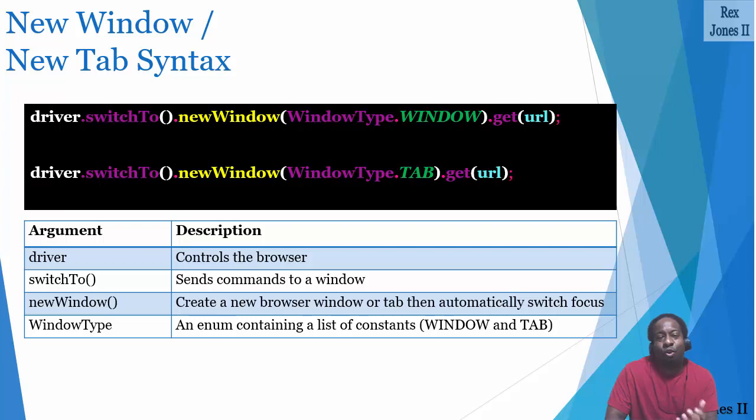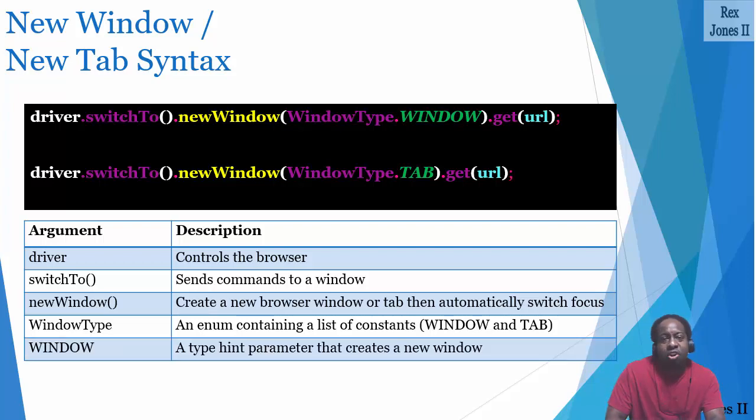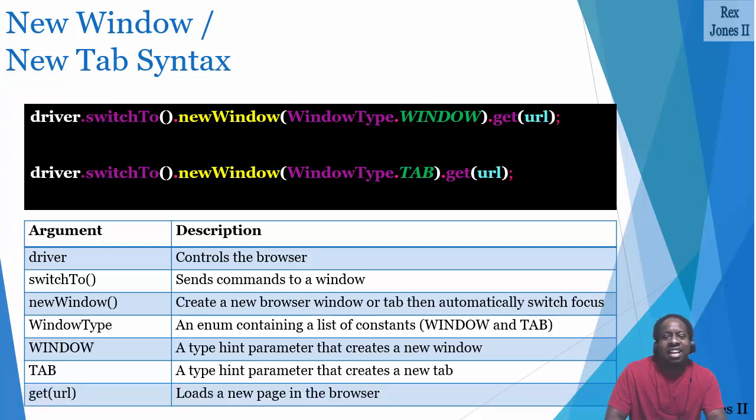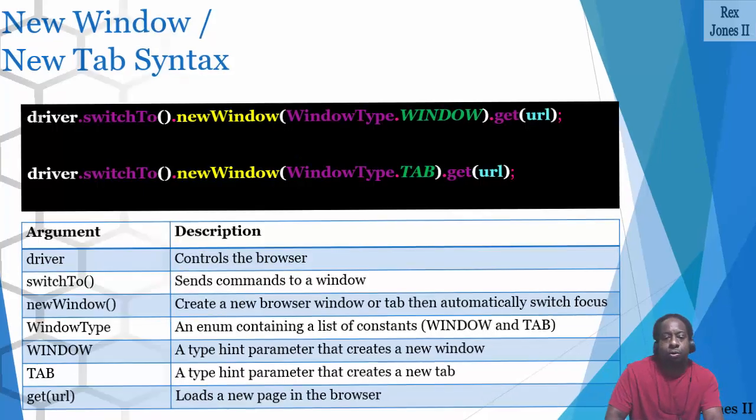Enum is short for enumeration, which is a list of constants that define a new data type. In this case, the constants are WINDOW and TAB, which instruct our program to open a new window or new tab. WINDOW is the parameter for creating a new window. TAB is also a parameter, but it's used for creating a new tab. Last is the get(URL) method, which loads a new page in our browser.